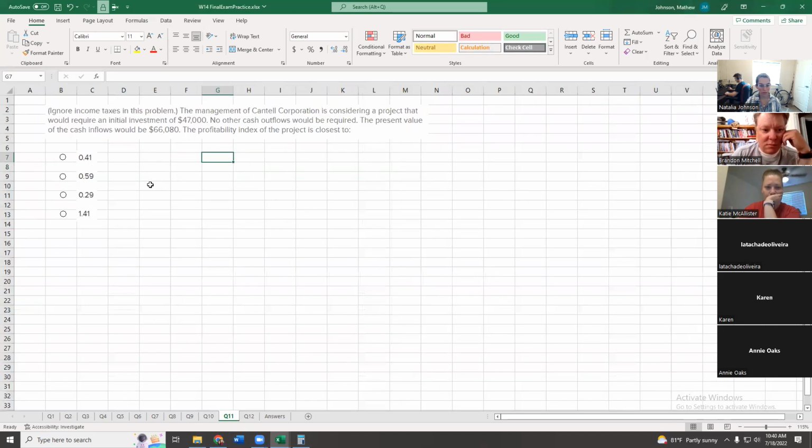Okay, now the last question. The management of Kentel Corporation is considering a project that will require an initial investment of 47,000. No other cash outflow will be required.